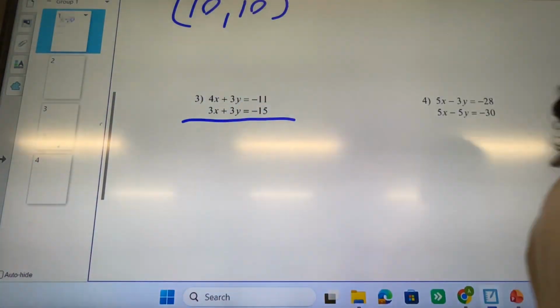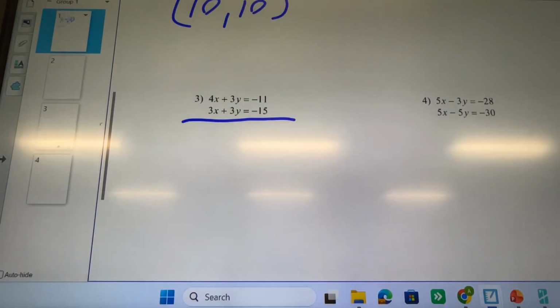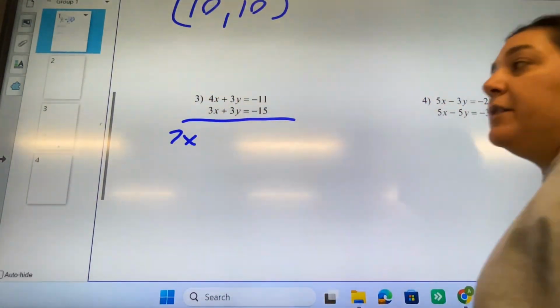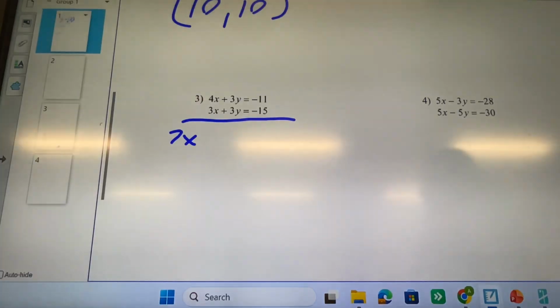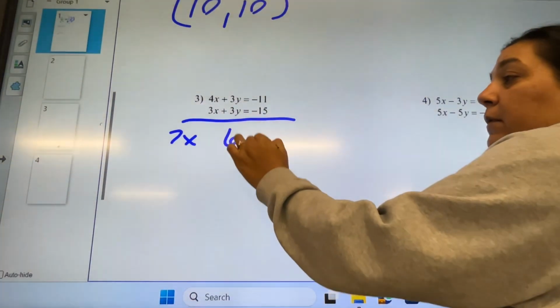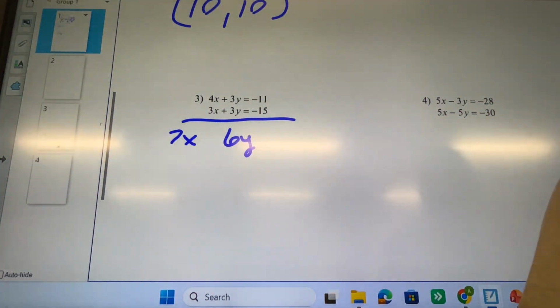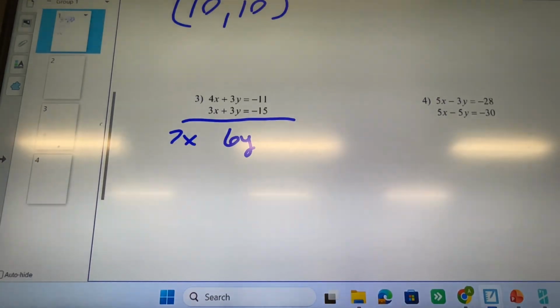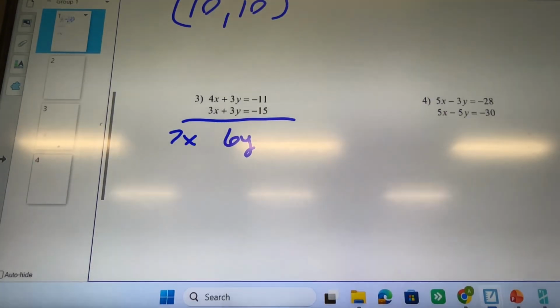What is 4 plus 3? 7x. Okay, don't write this stuff down. So 7x. 3 plus 3. 6y. Did that cancel? No. Okay. They only cancel if one is a plus and one is a minus. So today you're going to get some where they don't cancel, and I'm going to show you what to do. Essentially you're subtracting.